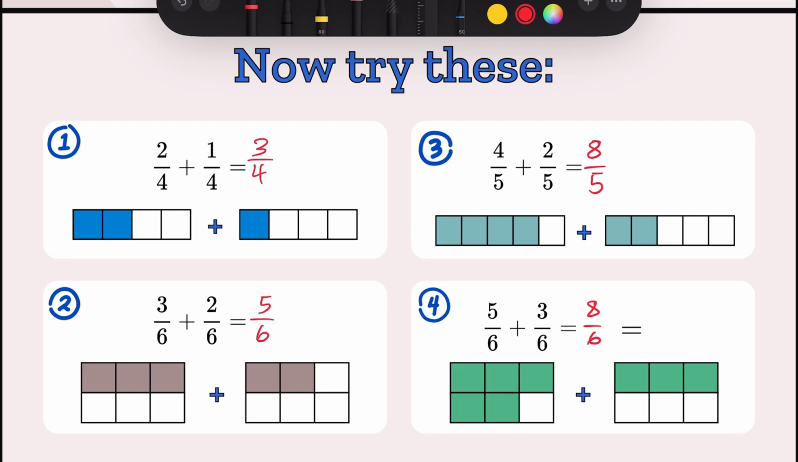And we could simplify this. When there is something that both the numerator and the denominator can be divided by, we should always try to simplify. In this case, both 8 and 6 can be divided by 2. And you always want to divide them by the same number. So 8 divided by 2 is 4, and 6 divided by 2 is 3. Therefore, 5/6 plus 3/6 is equal to 8/6, which we simplified to 4/3.